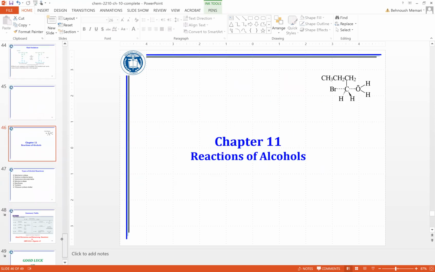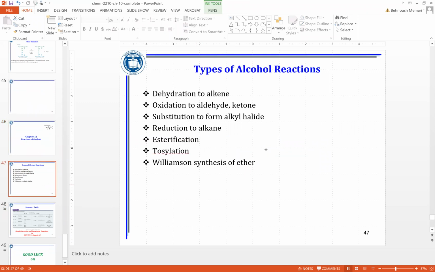What you will learn in chapter 11 is going to be about reactions that could happen to alcohols. Basically, you start with alcohol, what would be the product? You can do dehydration of alcohol to get to alkene. You can oxidize a secondary alcohol to go to ketone. You can oxidize primary alcohol to go to aldehyde. You can do substitution. And if you have alcohol and you add PBr3, you end up with alkyl bromide. So you end up with alkyl halide. You can reduce to alkane.